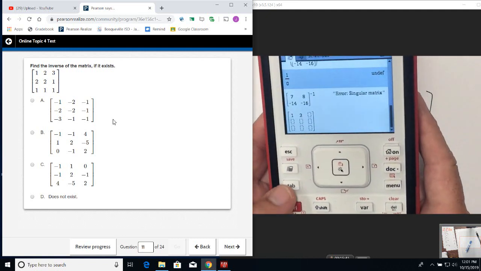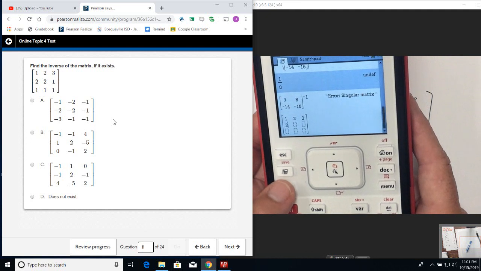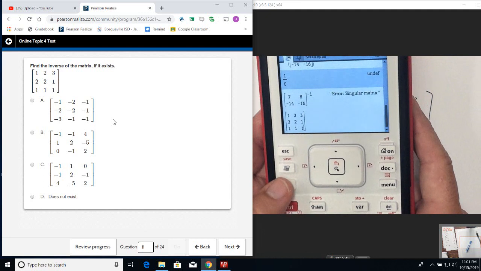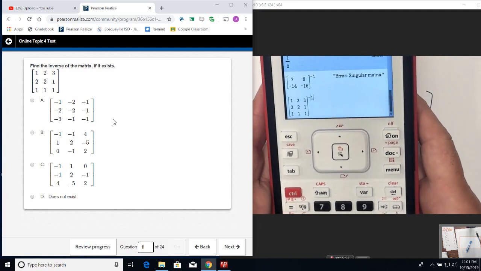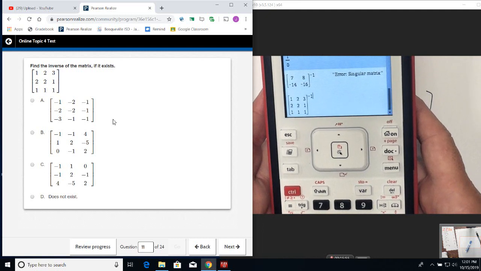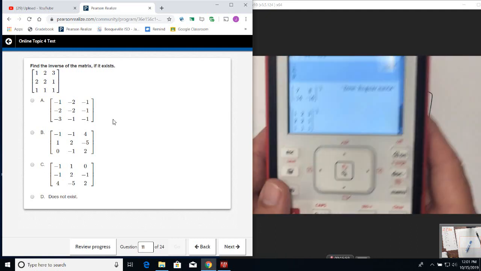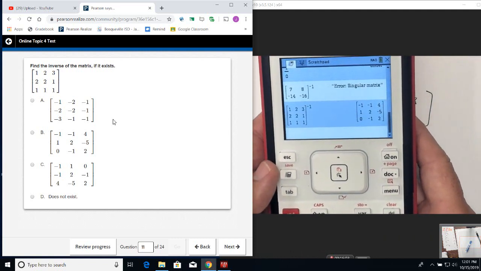Tab, I hit enter. 1 tab, 2 tab, 3 tab, 2 tab, 2 tab, 1 tab, 1 tab, 1 tab, 1 tab. And then raise it to the what power to find the inverse? To the -1 power. Right, to raise it to that power, it says right there. And then hit enter. There's my answer.